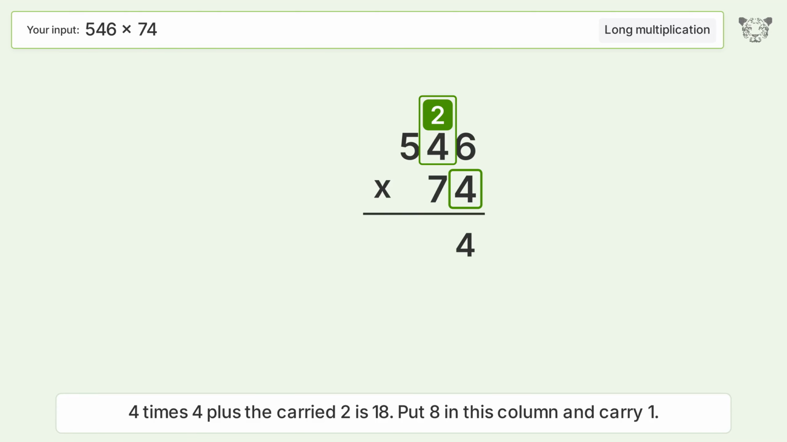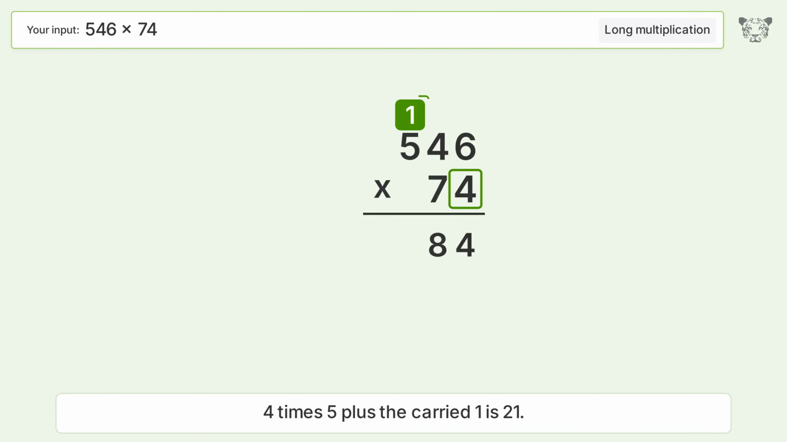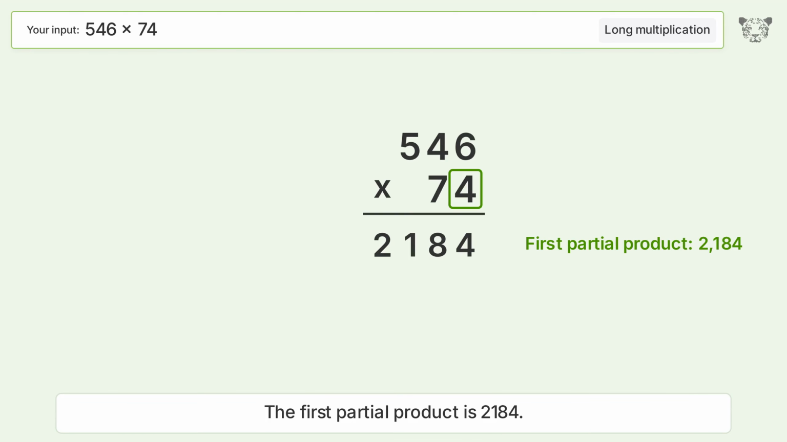4 times 4 plus the carried 2 is 18. Put 8 in this column and carry 1. 4 times 5 plus the carried 1 is 21. The first partial product is 2184.